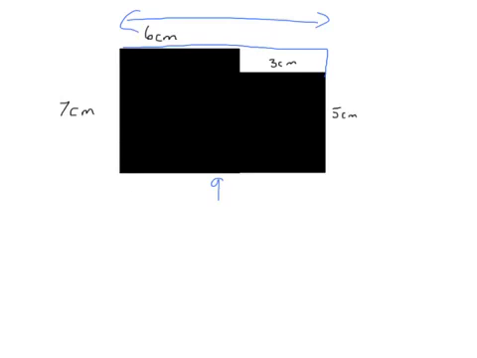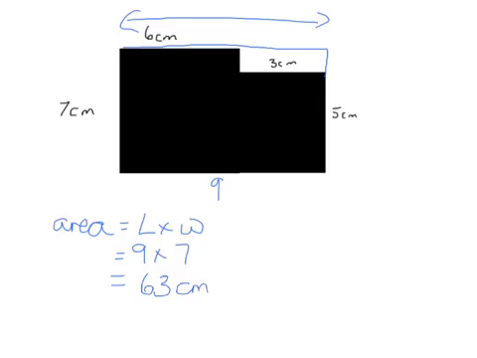So I could start off by working out the area of the whole shape, which would be length times width, which would be 9 times by 7, and that would equal 63 centimetres squared.